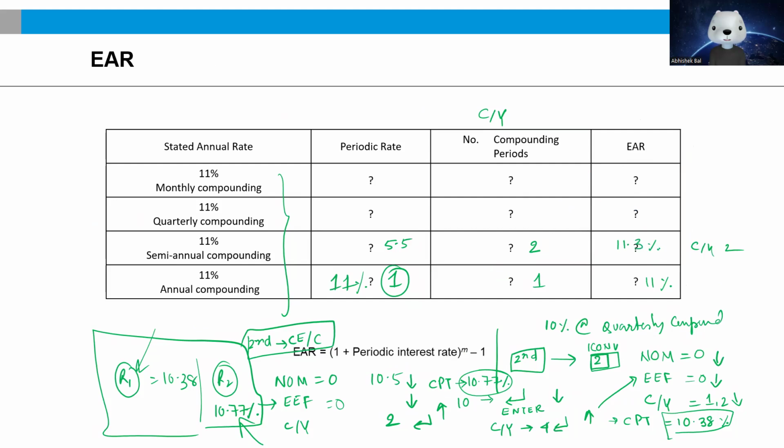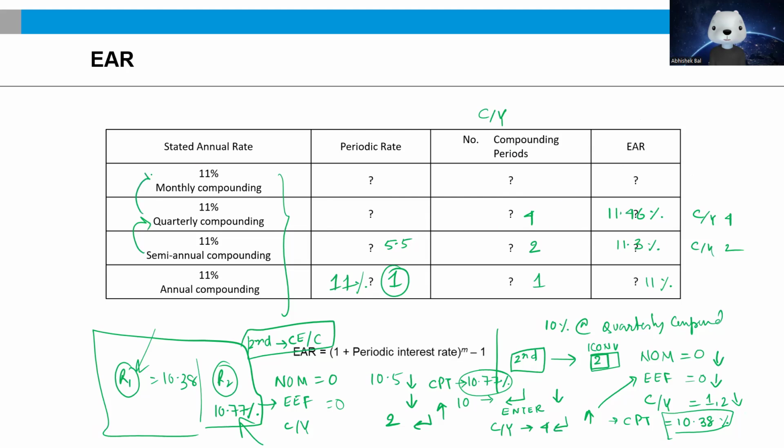11.3%. Now I have to go from semi-annual to quarterly compounding. All that I need to do is press the down key again, and C/Y now becomes 4, because there are 4 compounding periods. So I will simply change the value from 2 to 4, key in the value, press the up key again, and press the CPT button. It gives me a value of 11.46% effective annual rate.